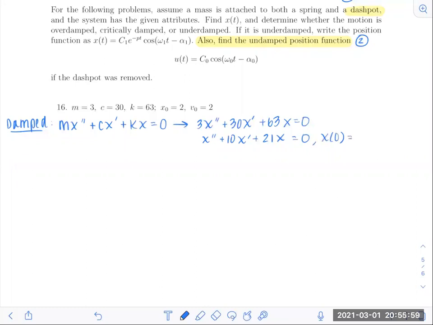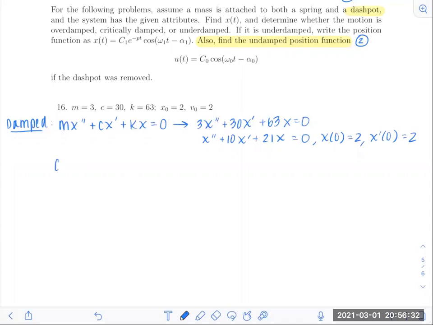x of 0 equals 2 and x prime of 0, which is the velocity, equals 2 as well. Now personally, I don't want to memorize all of those formulas that were given up above. If we had them in front of us, we could just plug in m, c, and k into the formulas. But unless you're planning on memorizing them for the quiz and the exam, I don't really recommend you do it. What I recommend instead is running through the characteristic equation and solving using the methods of 3.3.